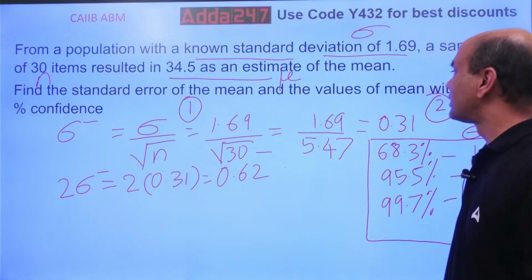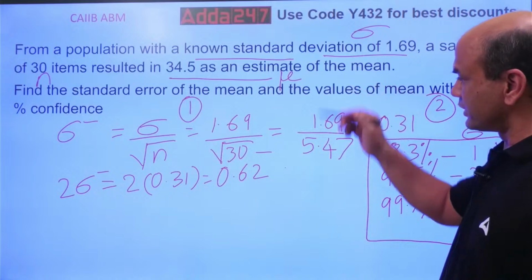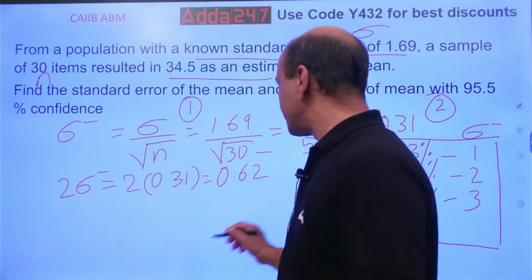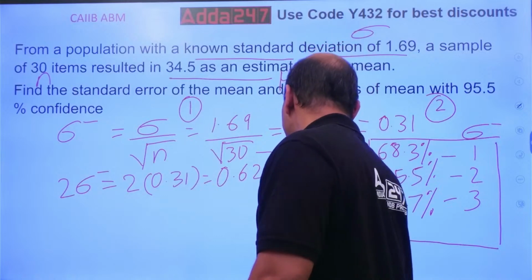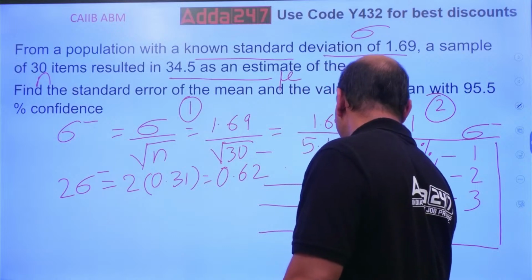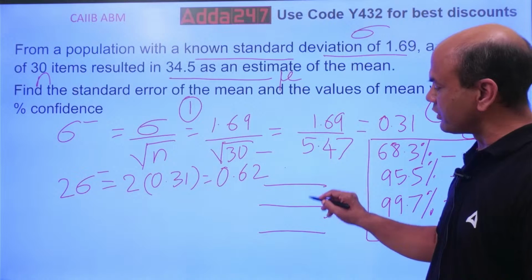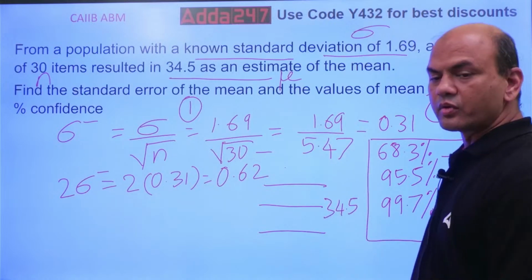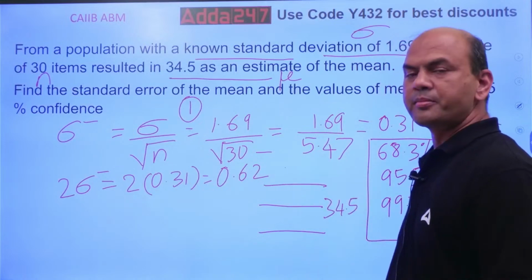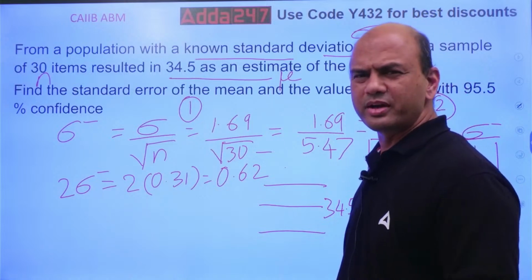Now what do you want? Value of the mean with 95.5%. So what is the mean given? 34.5. So the value of the mean will be a range now. Range means it will be like this, up and bottom. And this is your mean, 34.5. This upper value you have to find out, and the lower value. How to find the upper value? Add this 0.62 over here. So 34.5 plus 0.62 is 35.12.